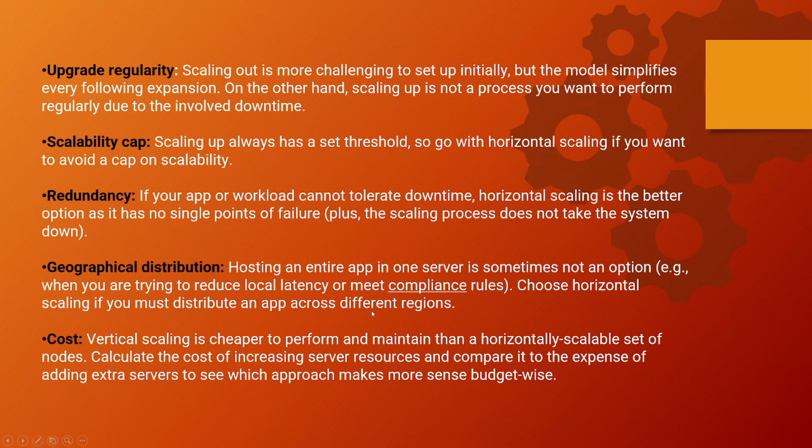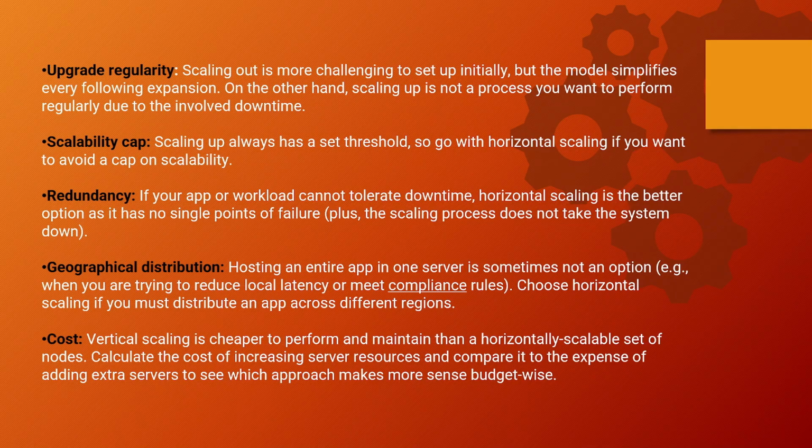Upgrade regularity. Scaling out is more challenging to set up initially, but the model simplifies every following expansion. So it means that horizontal scaling is difficult to set up initially because we have to take care of load balancing, then data consistency. But in future, whenever we want to add the resource or remove the resource dynamically, it becomes very simple. But on the other hand, in case of vertical scaling, because there is downtime involved whenever you want to make a change, that is not very feasible because we won't make our application go down for making change, right? That won't be a good thing.